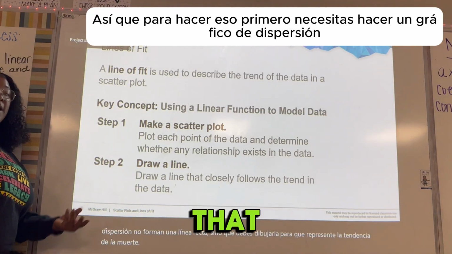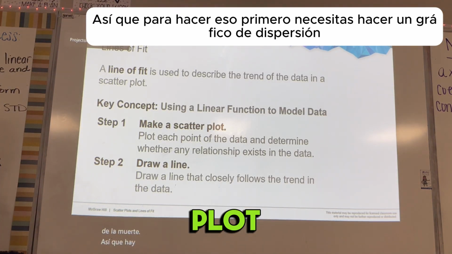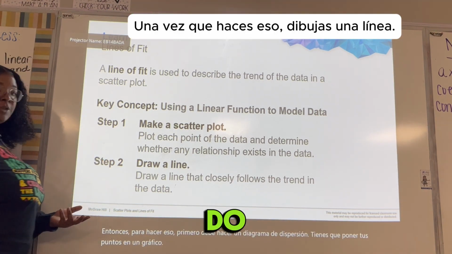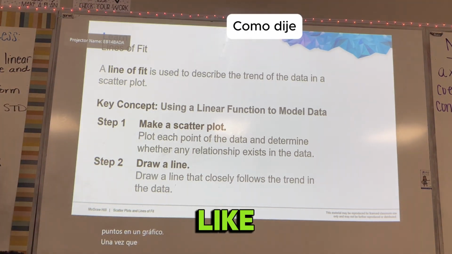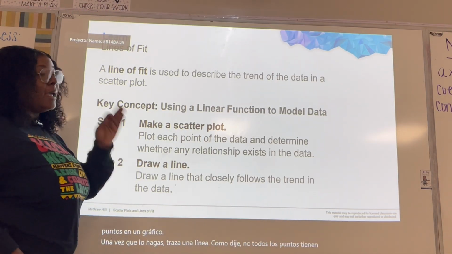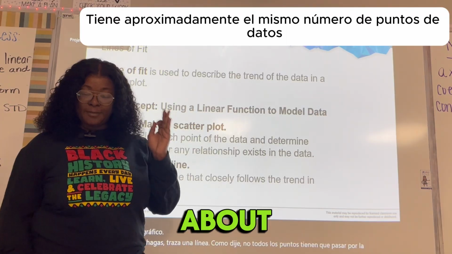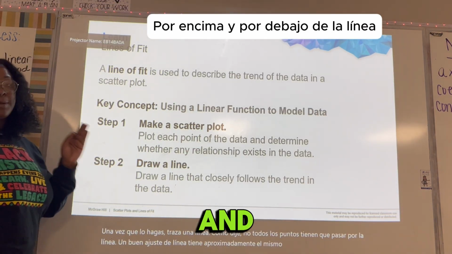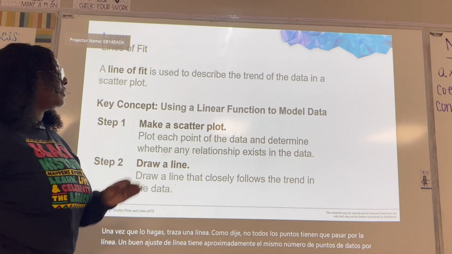So to do that, you first need to make a scatter plot. You have to put your points on a graph. Once you do that, you draw a line. Like I said, not all the points need to go through the line. A good line of fit has about the same number of data points above and below the line.